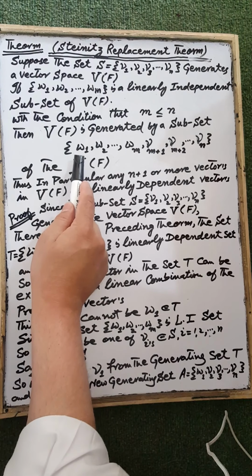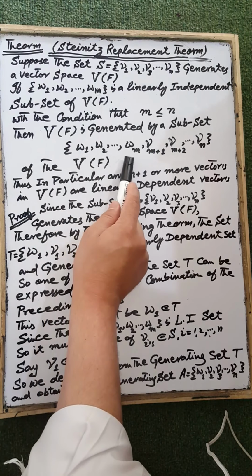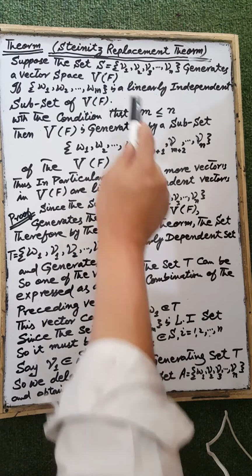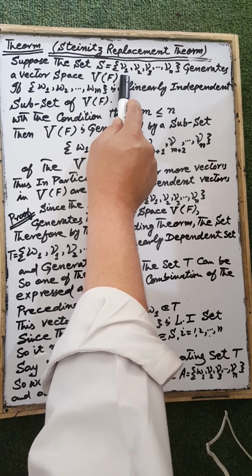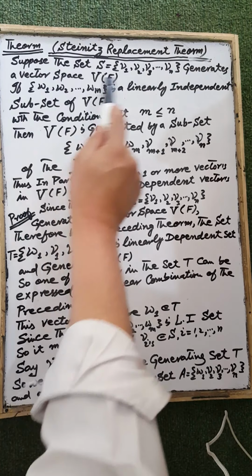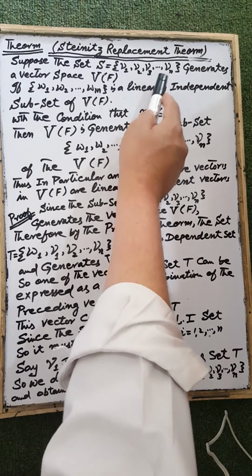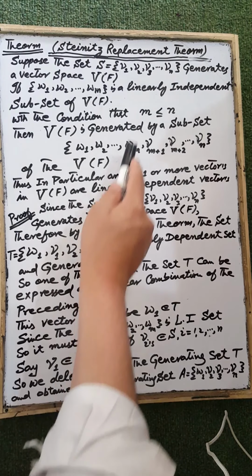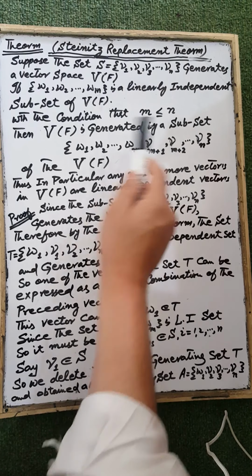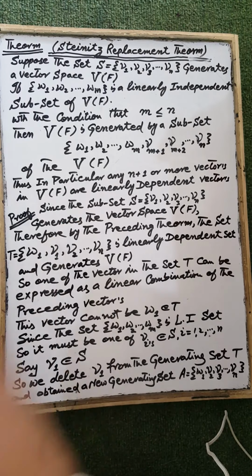then the subset W1, W2, up to Wm, Vm plus 1, Vm plus 2 up to Vn, that is, we replace V1 by the element W1 of this set, V2 by the element W2 of this set, and so on, Vm by the element Wm, then this resultant set also spans the vector space V over the field F.